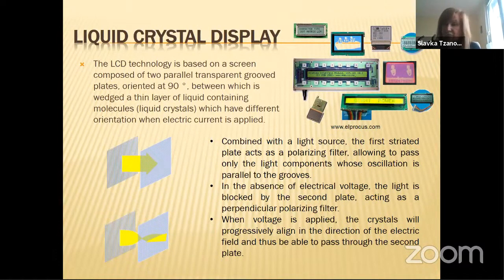When there is no voltage applied, the light is blocked by the second plate, acting as a perpendicular polarizing filter. So we have like two filters. When voltage is applied, the crystals will progressively align in the direction of the electric field and thus be able to pass through the second plate.